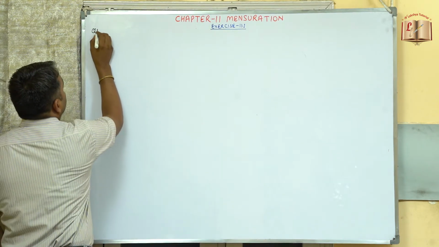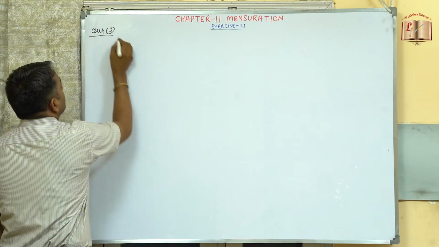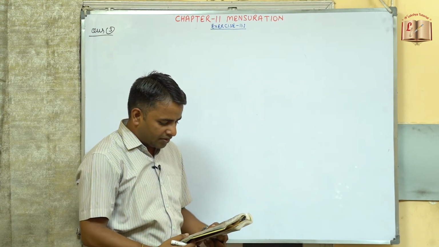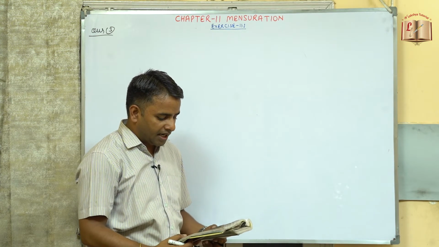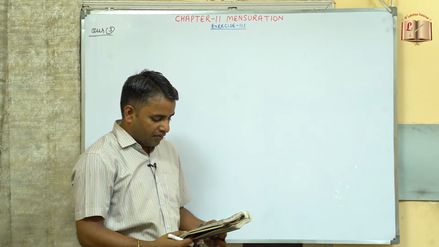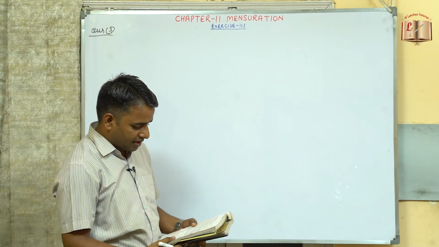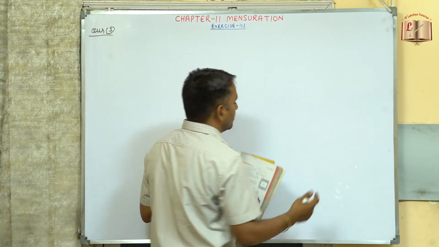So now coming to the question number 3. The shape of the garden is the rectangular in the middle and semicircular at the ends as shown in the diagram. Find the area and the perimeter of this garden. So we need to find out the area and perimeter both.